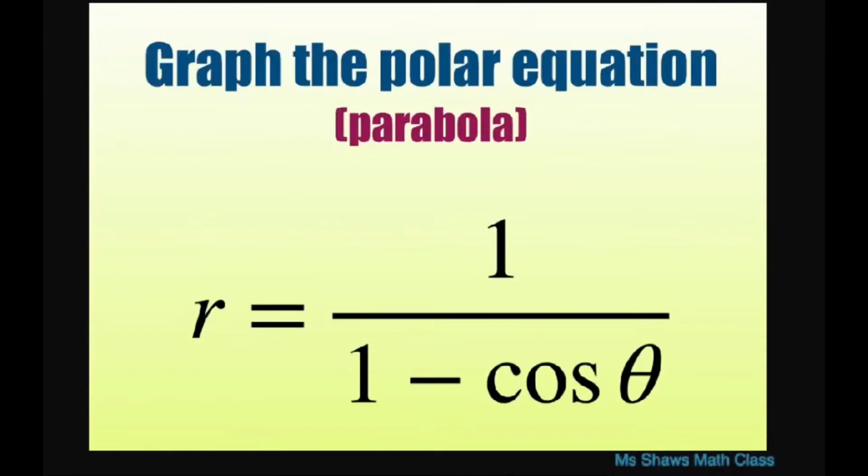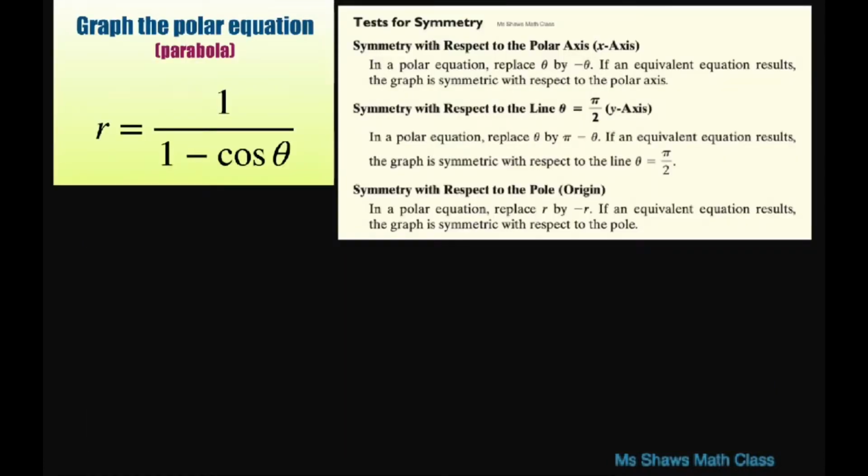Everyone, we're going to graph the polar equation. It's a parabola that's given, and we have r equals 1 divided by 1 minus cosine of theta. Let's do some tests to see how to graph it. If we test for symmetry, it makes the graphing easier.